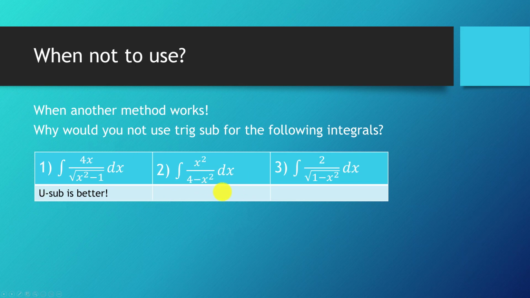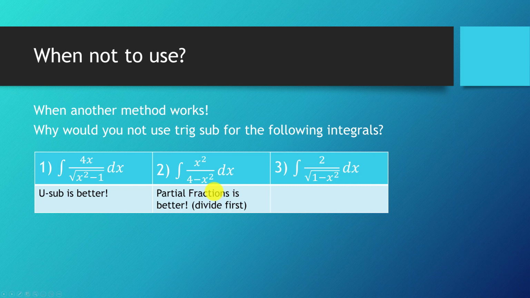What about number 2, x squared over 4 minus x squared? This one, partial fractions is definitely better. 4 minus x squared is factorable, and it is a polynomial on the bottom. You would just have to do long division first, because the power of the top is equal to the power of the bottom, the degrees.